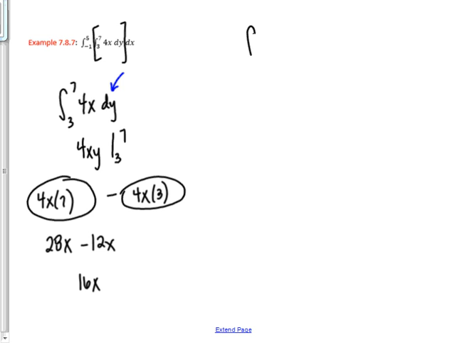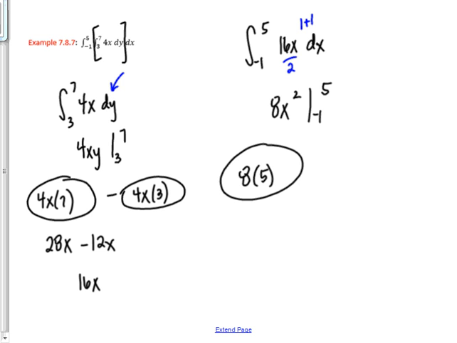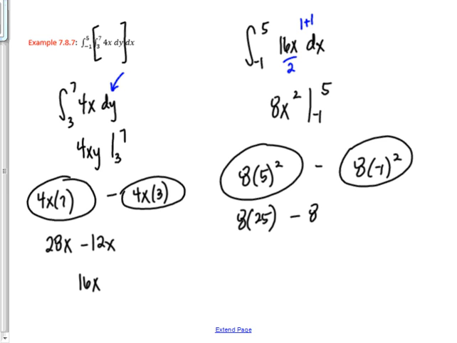Okay, so now I'm integrating from negative 1 to 5, 16x dx. So add 1 to it, divide by the new power, end up with 8x squared from negative 1 to 5. 8 times 5 squared minus 8 times negative 1 squared. So that's 8 times 25 minus negative 1 squared is 1, 8. Alright, so 25 times 8 is 200 minus 8, or 192.